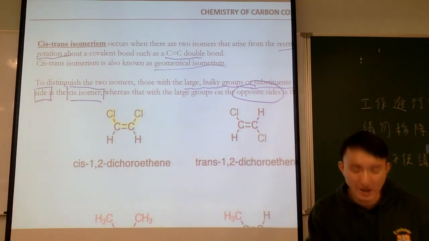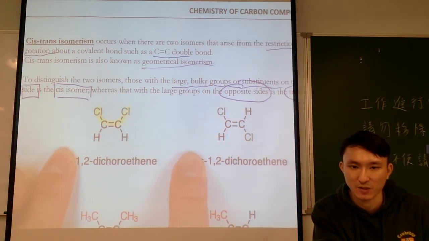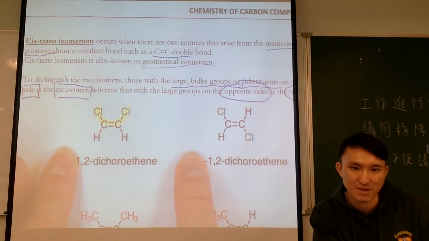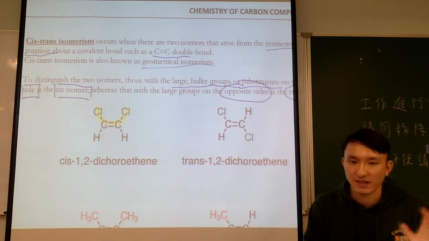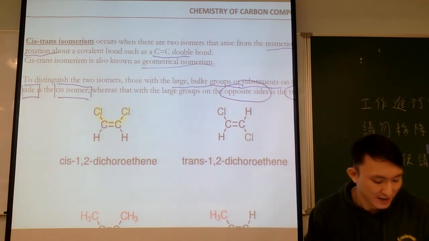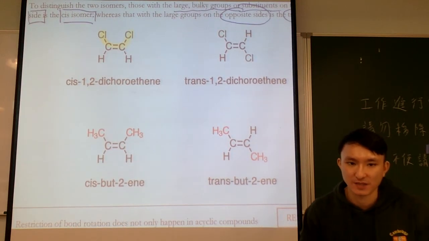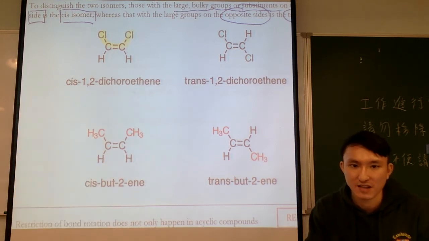Now when it comes to naming, these two have the same name because they have the same structure, the same arrangement of atoms, right? So they must be the same in terms of the name: 1,2-dichloroethene. But in order to distinguish them by name, we add the cis and trans prefix at the front. Just like here, we have cis-butene and trans-butene. Here, the large group will be the methyl group.